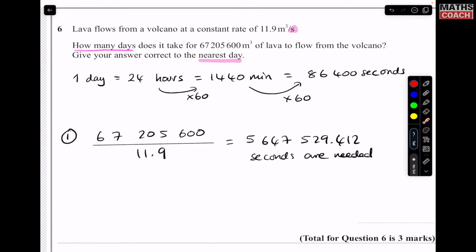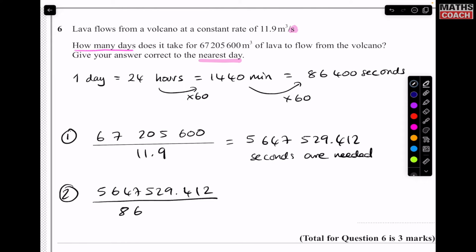Now, that's in seconds. We now need to convert that amount into days. And how do we do that? Well, earlier on, we know that in one day there are this many seconds, so we can just divide by that number. So 5,647,529.412 divided by 86,400. And that is 65.3649... And to the nearest day, because the question asks for the nearest day, that would be 65 days.